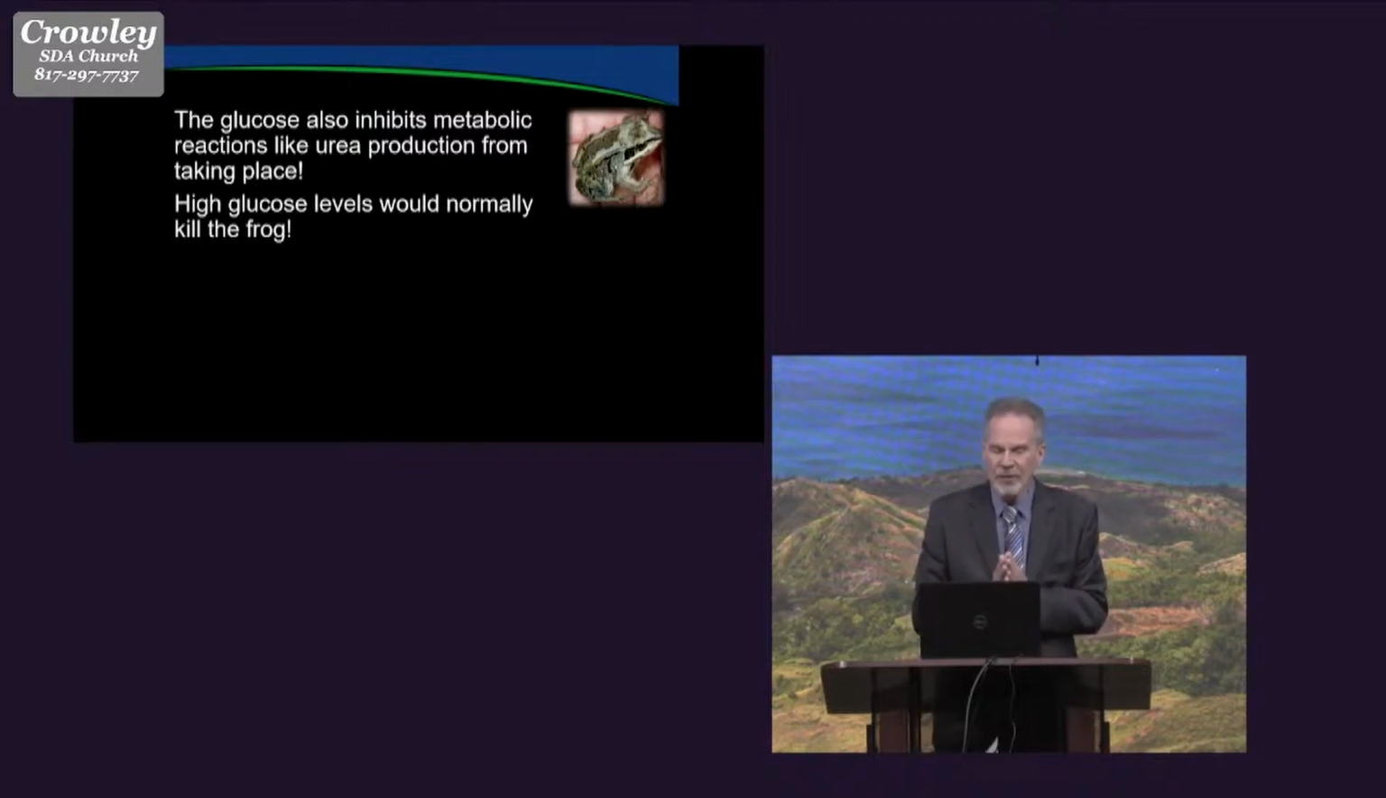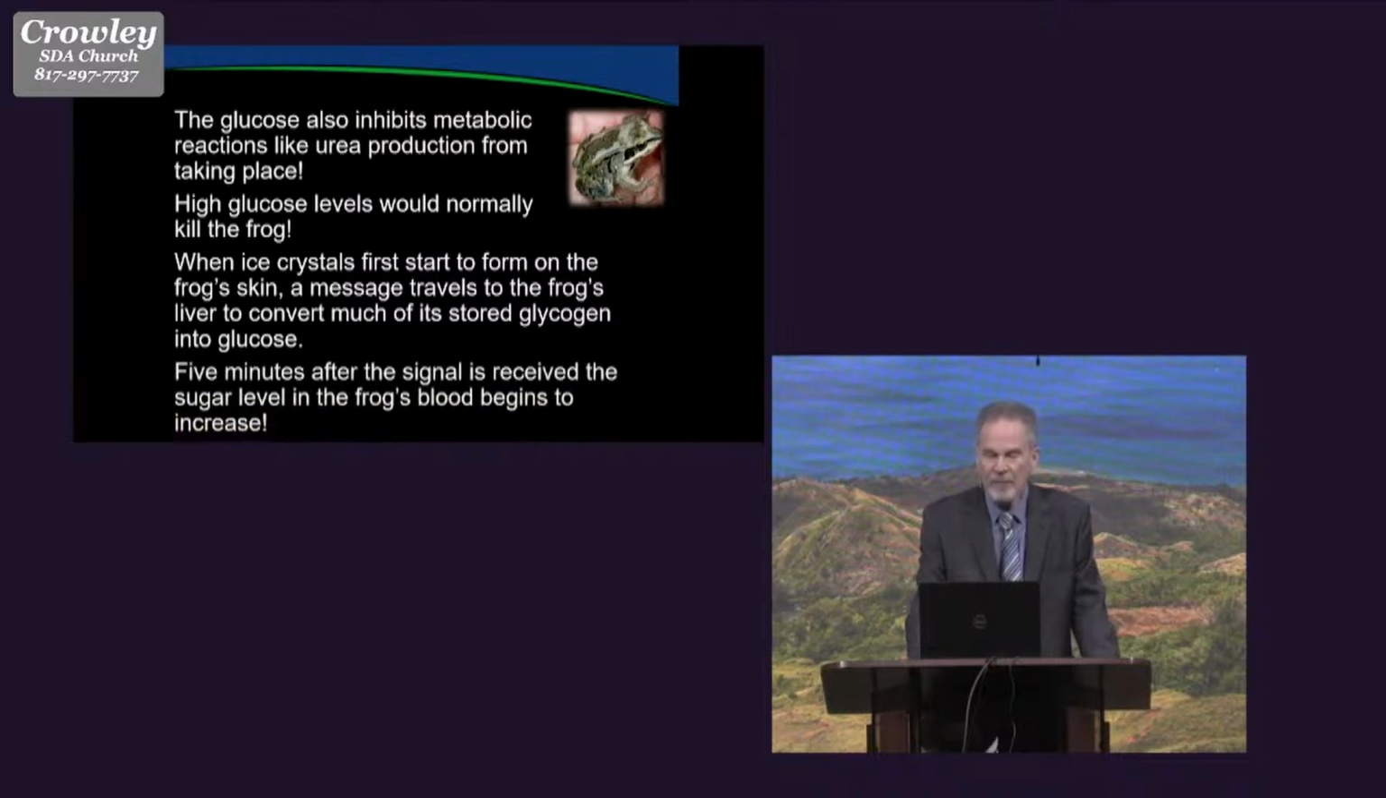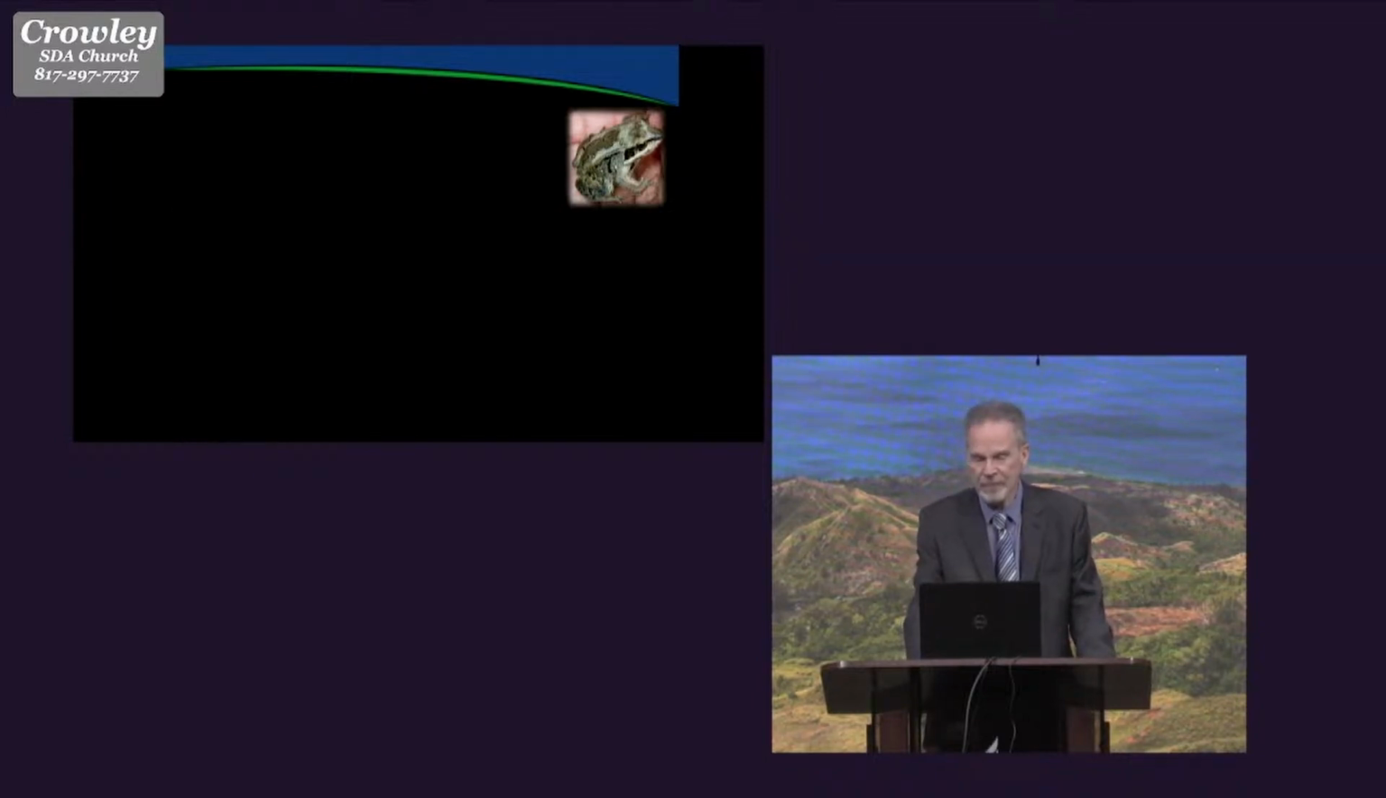Normally, high glucose levels would kill the frog, but in this case they don't, because it also slows down the frog's metabolism. When ice crystals first start to form on the frog's skin, a message travels to the frog's liver to convert much of its stored glycogen into glucose. 5 minutes after the signal is received, the sugar level in the frog's blood begins to increase. And notice that the glucose spike only occurs just before the frog freezes.